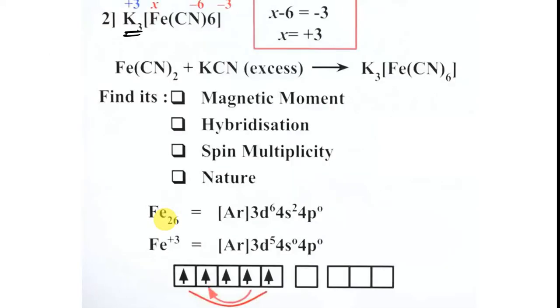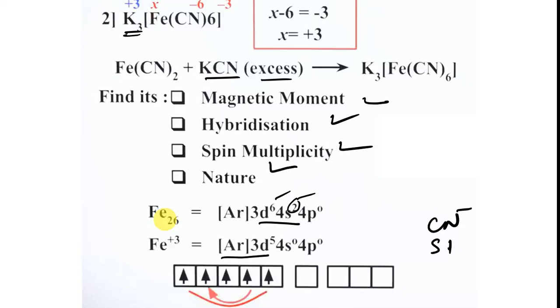And how is K3[Fe(CN)6] prepared? Fe(CN)2 is treated with excess of KCN, and K3[Fe(CN)6] is prepared. We have to find out its magnetic moment, hybridization, spin multiplicity, and nature. The general electronic configuration is 3d6 4s2, and it has lost 3 electrons: 2 from here and 1 from here. So it is 3d5. Ar 3d5 is the final electronic configuration, and CN is a strong ligand.